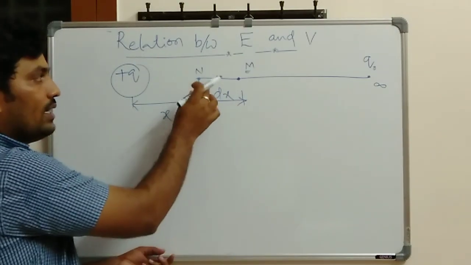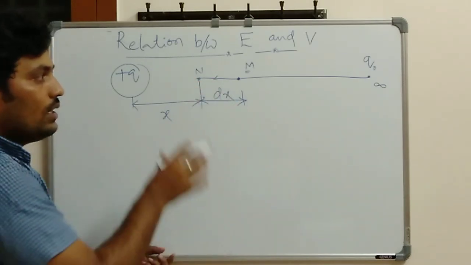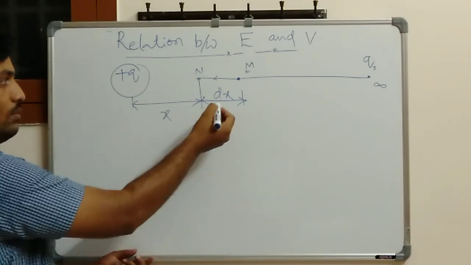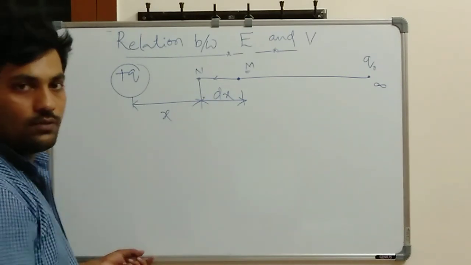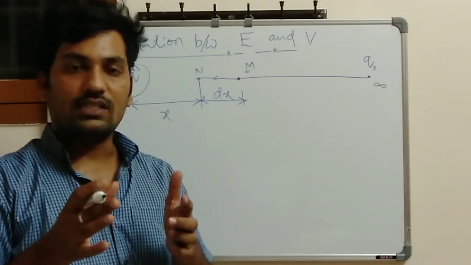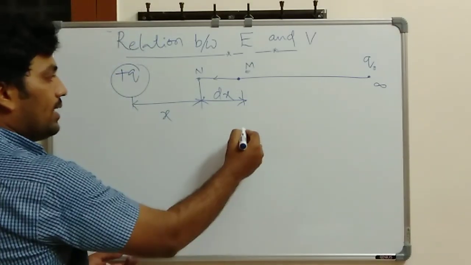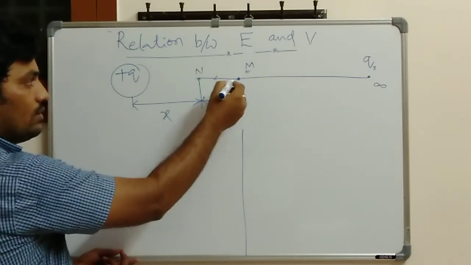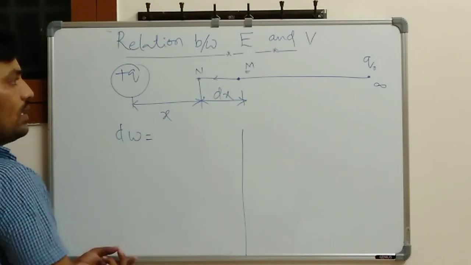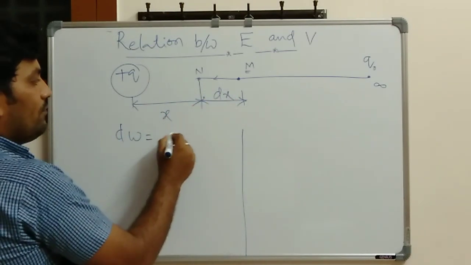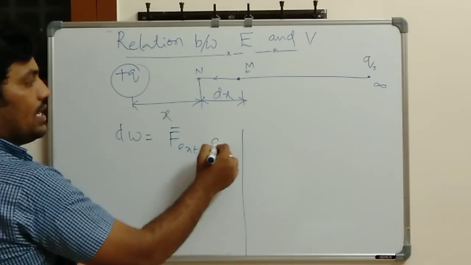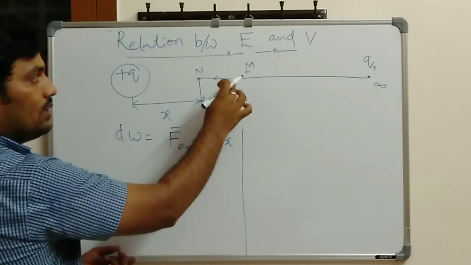When I am doing it, I am applying some external force. Now what could be the external force on this one? Since I am applying an external force to displace it, definitely there is external work also. So some external work is done from M to N. The external work dW is equal to F external dot dx bar. dx bar is a displacement.